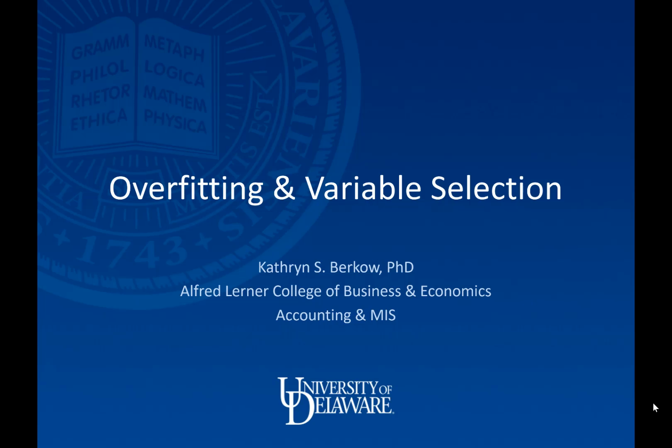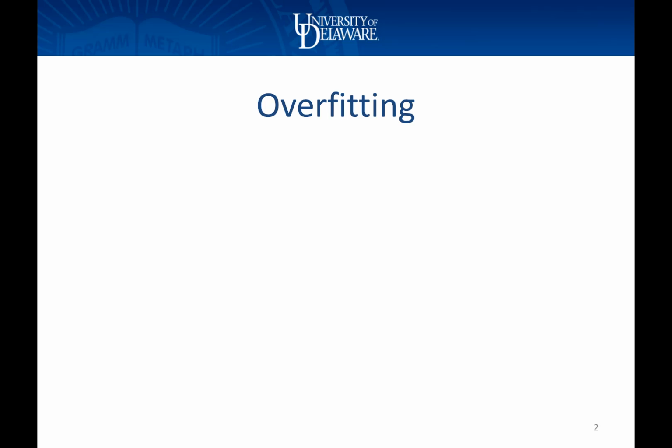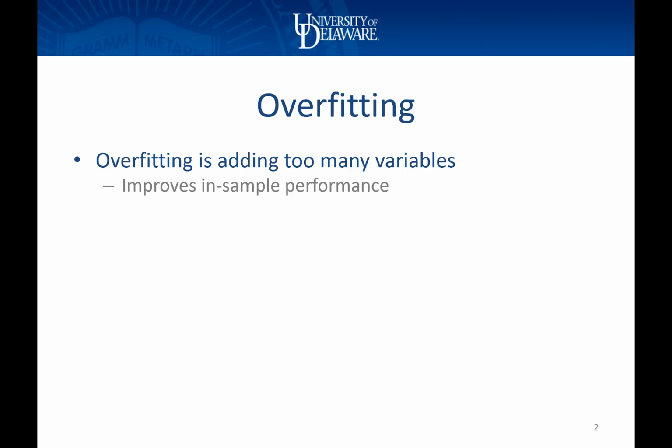This next series of videos will cover the problem of overfitting and the solution of variable selection. So let's start with what is overfitting. Overfitting is when you add too many variables to a model. So you're trying to predict one thing and you just add as many predictors as you can come up with. It's like over-customizing your model.